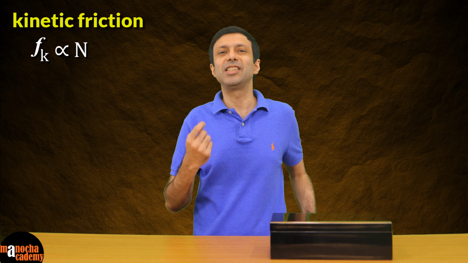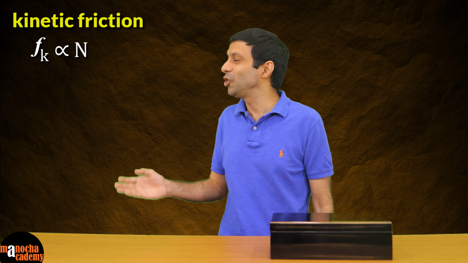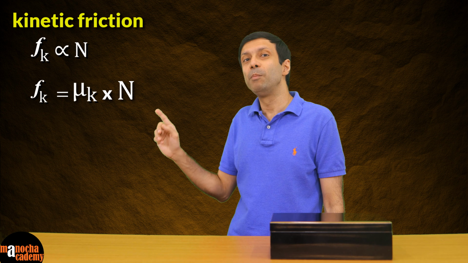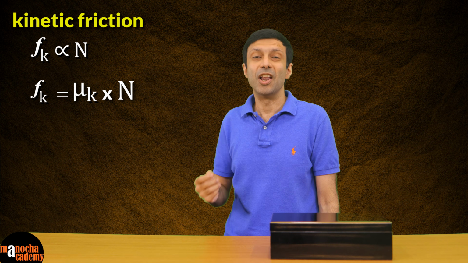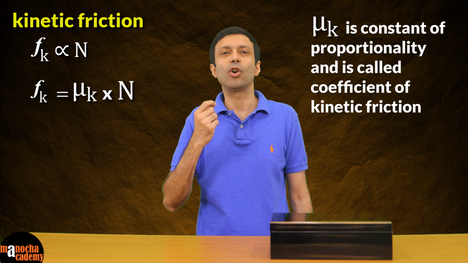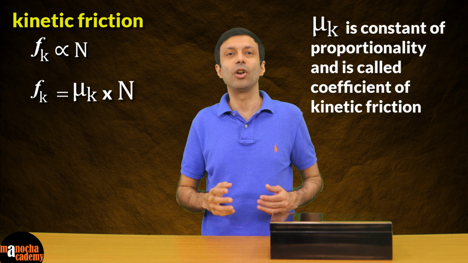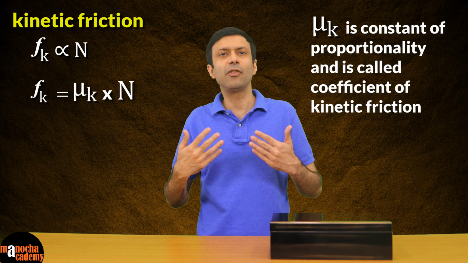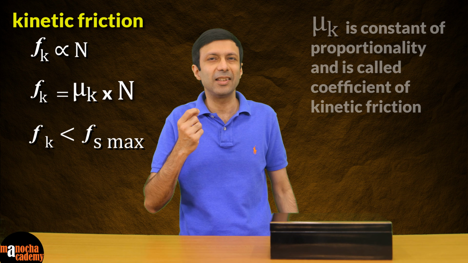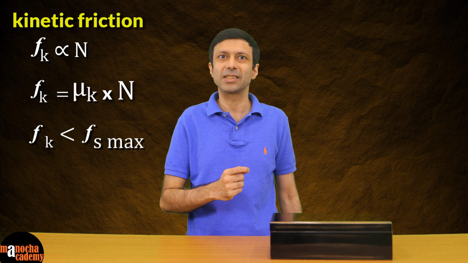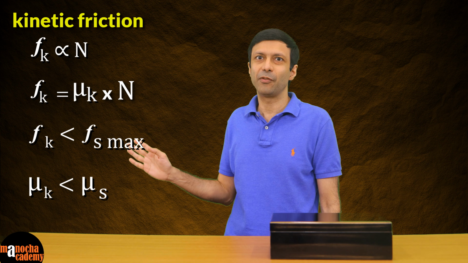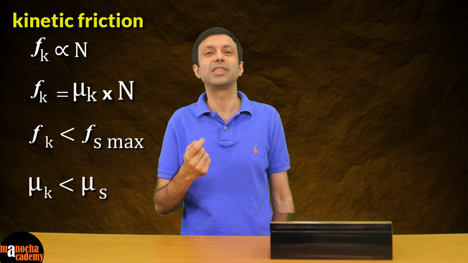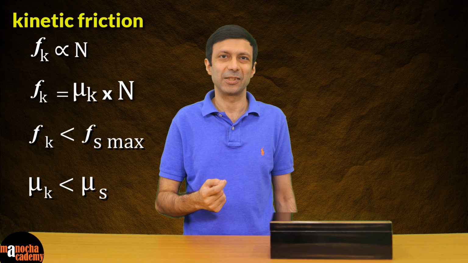Once again, we can change this directly proportional relation into an equation and write it as Fk equal to mu k times N. Now mu k here is the constant of proportionality and it is called the coefficient of kinetic friction. As kinetic friction is always less than the limiting friction Fs max, the coefficient of kinetic friction mu k is always less than the coefficient of static friction mu s.